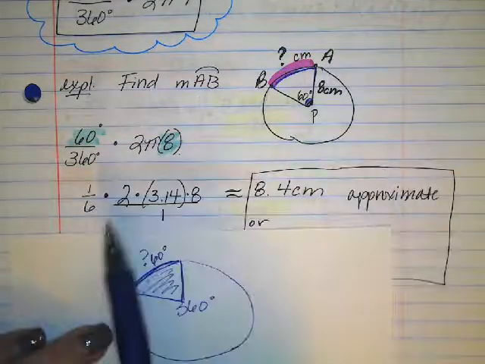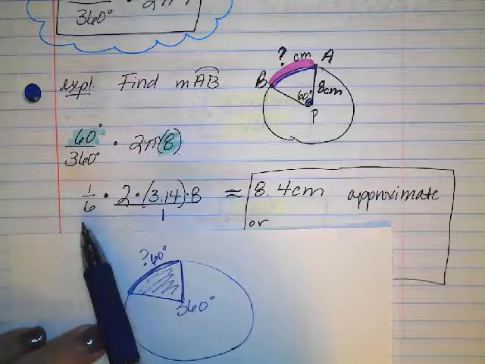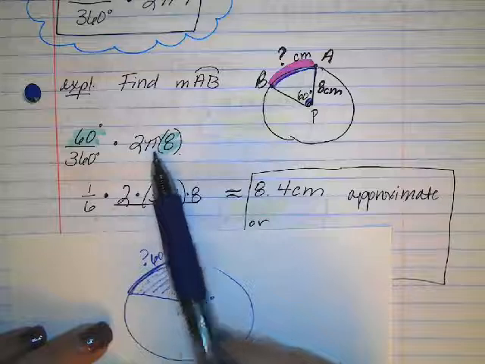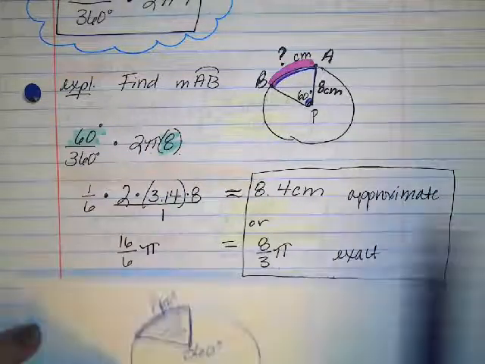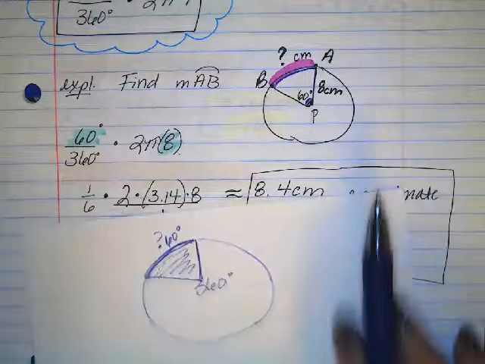So you can see what I replaced. I just simplified this to 1/6. You can let your calculator do that; you don't have to if you don't want to. And then notice the pi I replaced with 3.14. And when I multiply that out, I get 8.4. Okay. All right, let's take a look at one more of those.